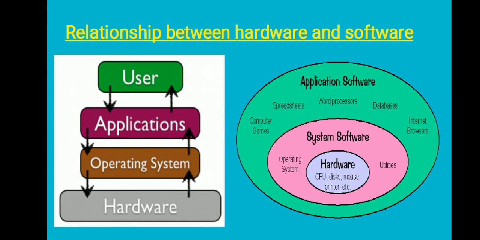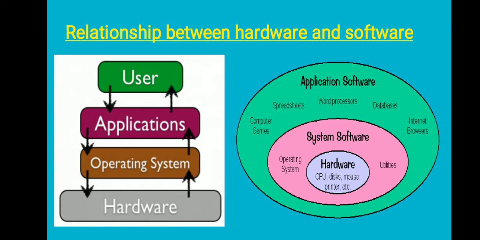Relationship between hardware and software. The hardware and software together make a computer system. Both are essential components of a computer system. Hardware is the physical component of a computer system, and software is the instructions or commands that make the hardware components operational. The software is the driving force of a computer.